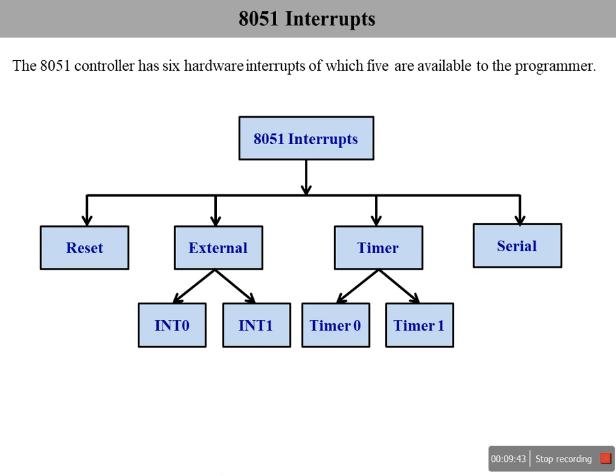To be specific, the 8051 has 6 hardware interrupts, of which 5 are available to the programmer. They are reset, external, timer and serial. Reset is a single interrupt, and we have external interrupts, which are two: INT0 and INT1. Timer interrupts are again two, timer 0 and timer 1. And the serial interrupt is only a single one. Reset is not available to the user, whereas the external, timer and serial interrupts are available to the user.